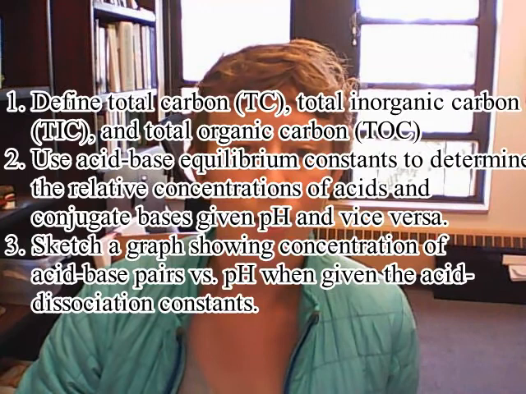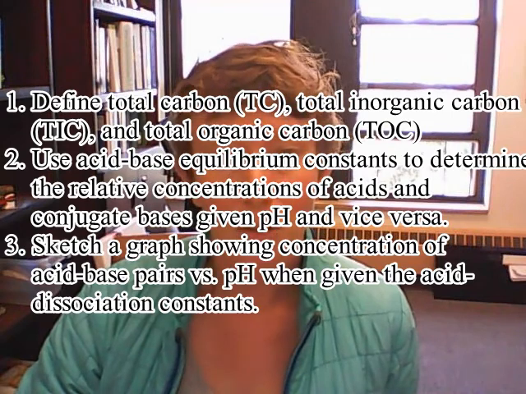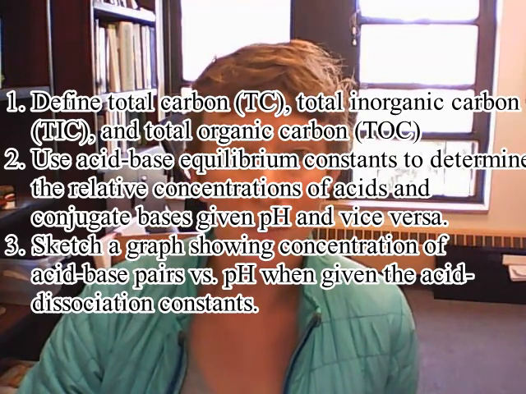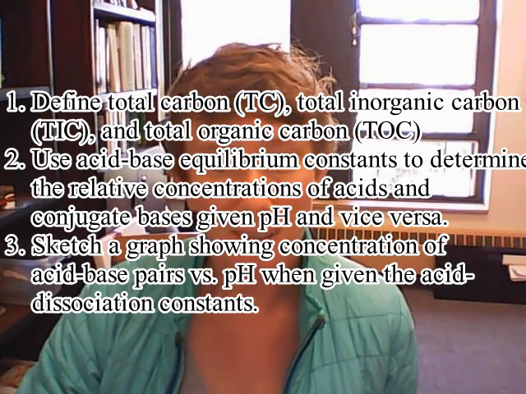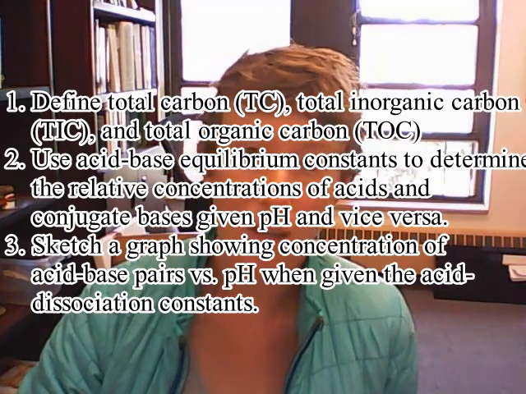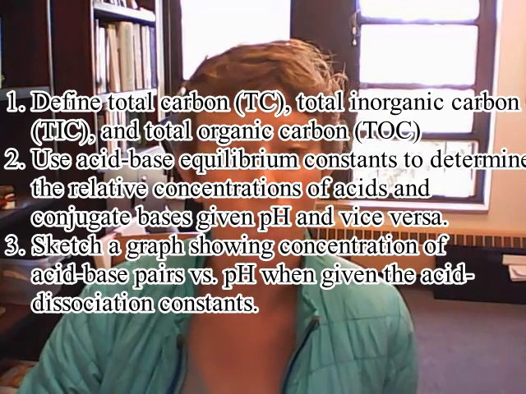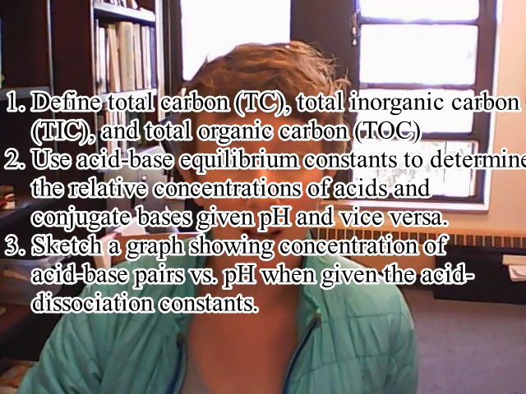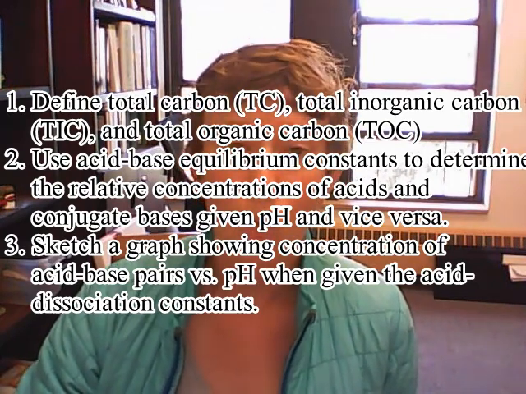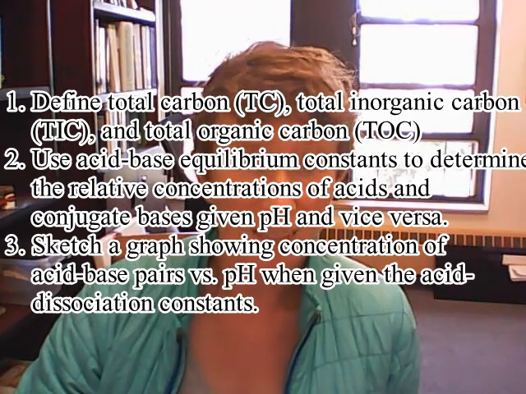Now that you've seen this video, you should be able to define total carbon, total inorganic carbon, and total organic carbon. You should be able to use acid-base equilibrium constants to determine the relative concentrations of acids and conjugate bases given pH and vice versa. If I gave you the concentrations of an acid and conjugate base, you should be able to tell me the pH. You should also be able to sketch a graph like I showed you, showing the speciation of a weak acid for any system if I give you the pKa's.